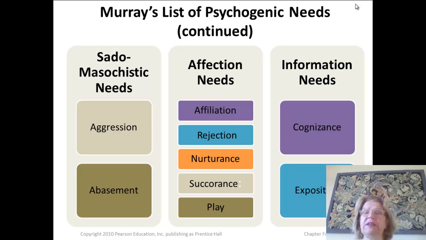And then finally come the information needs: cognizance and exposition. By cognizance is meant seeking knowledge and asking questions. Exposition, educating others.